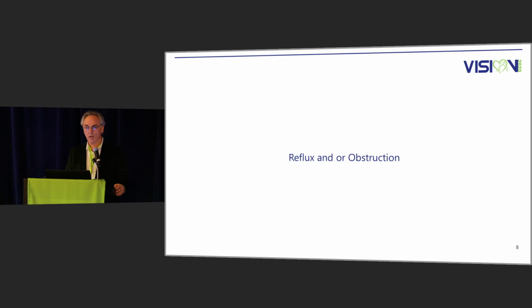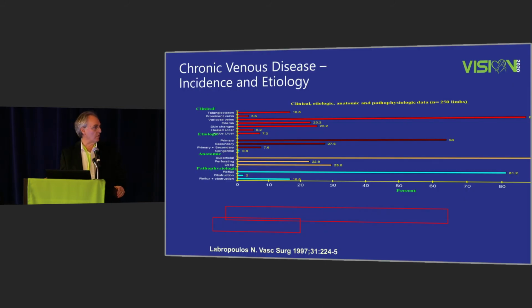Reflux and obstruction. This is a graph from one of Dr. Labropoulos' papers, and what they show is that the vast majority of patients, their swelling is because they have reflux. There's 2% of people that have isolated obstruction, and about 16% of patients that have reflux and obstruction.